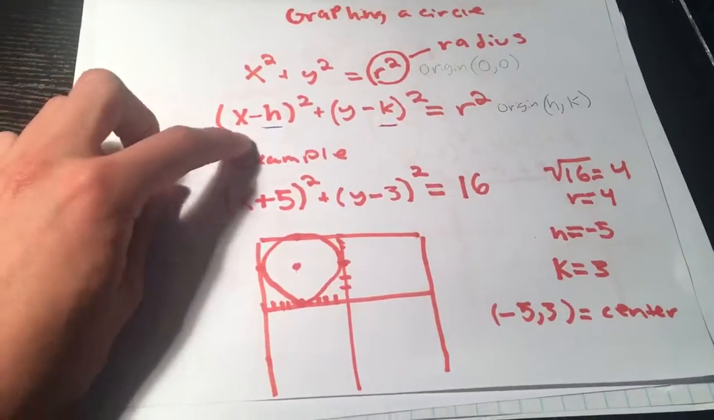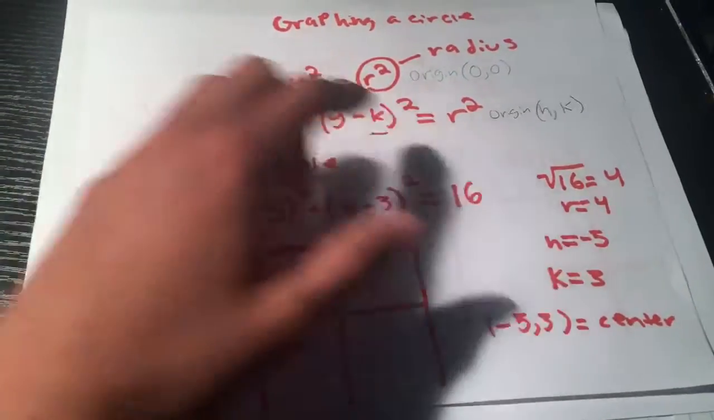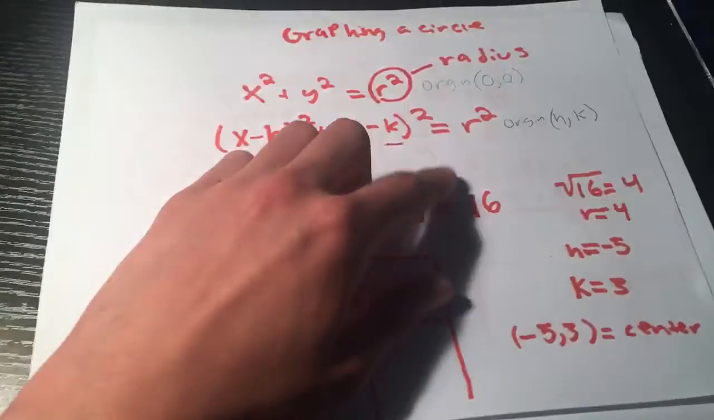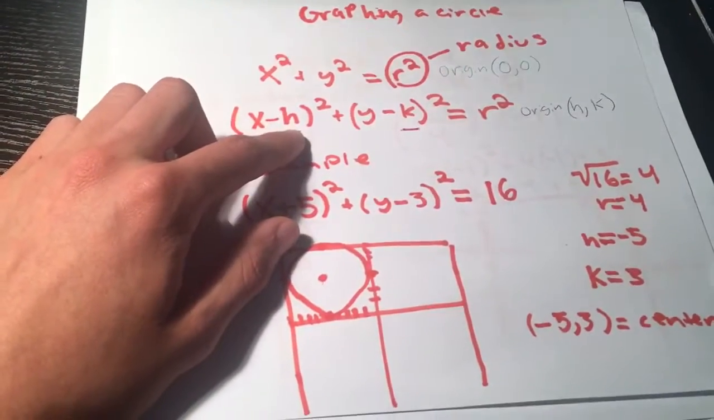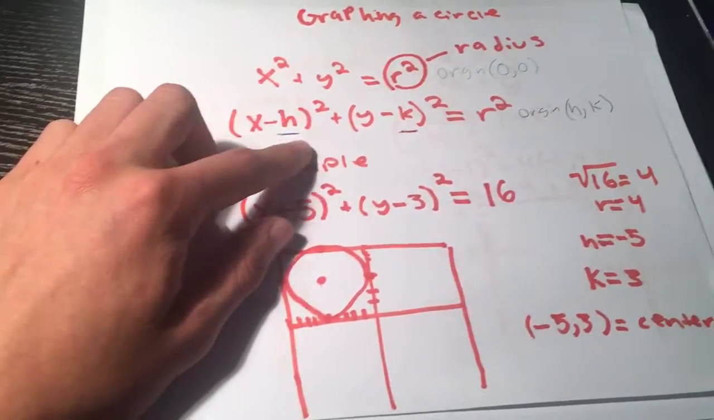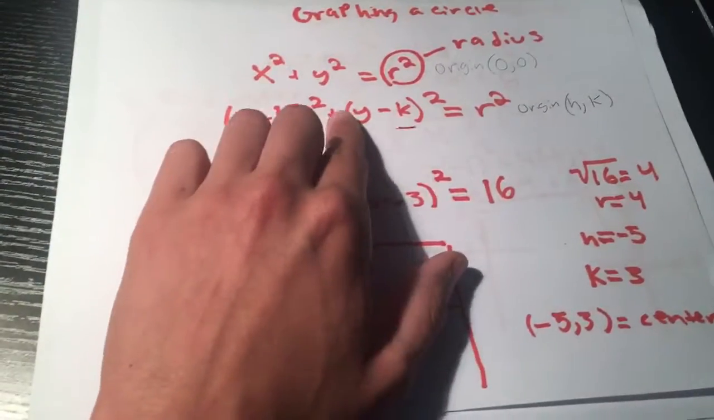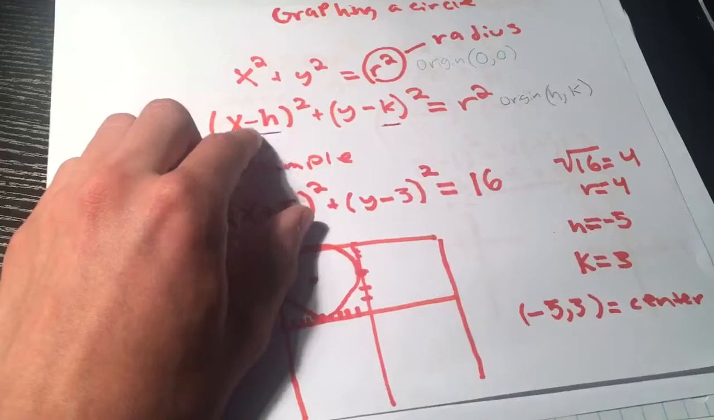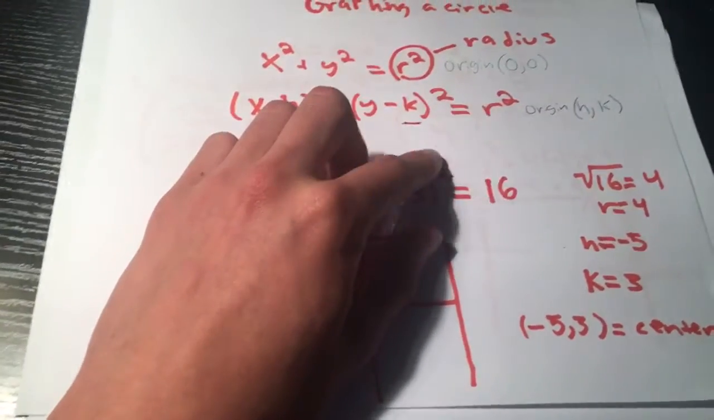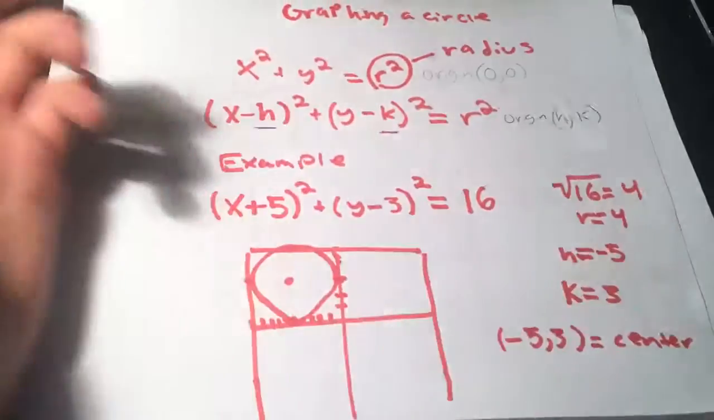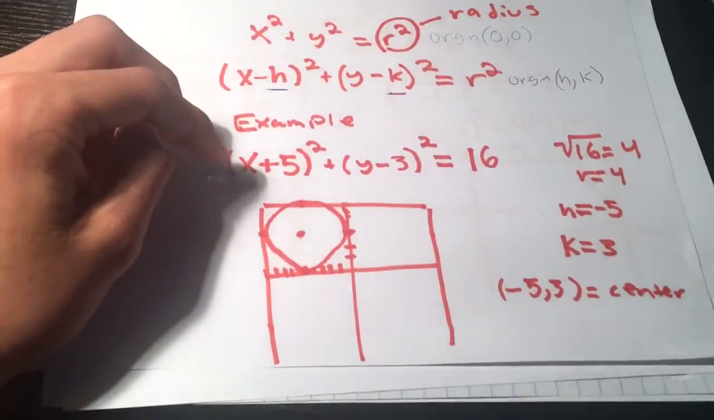And then this one is a little more complicated, but really it's not that hard. It's just h and k. For example, if the x was 2, then this would be minus 2. And if the y was 3, then it would be minus 3. It's just the opposite.